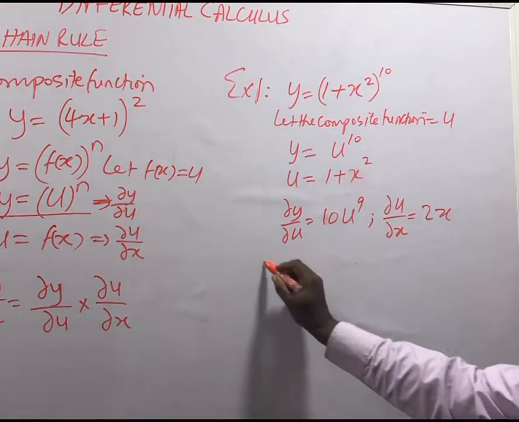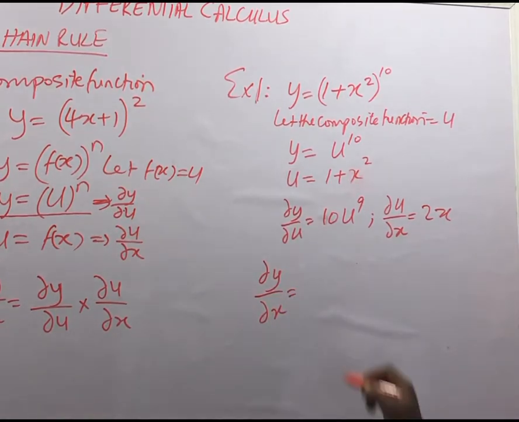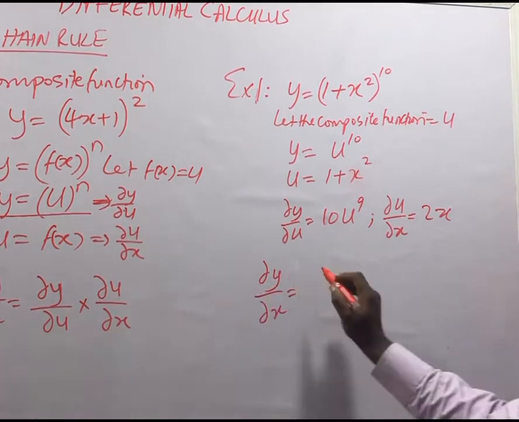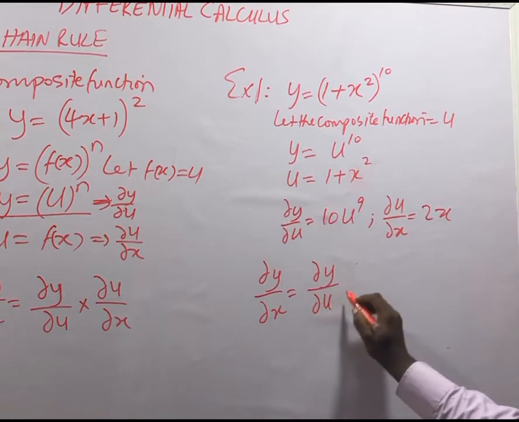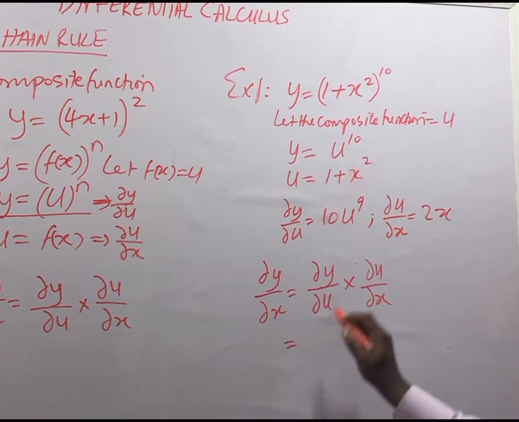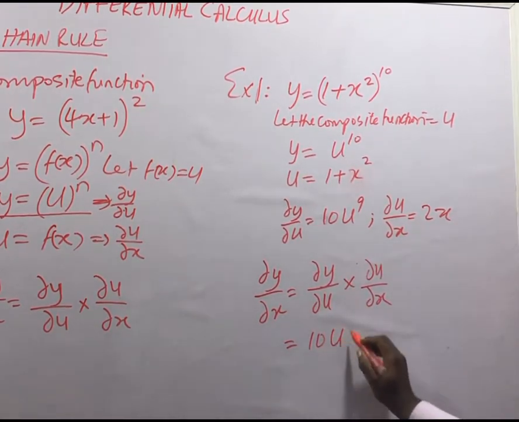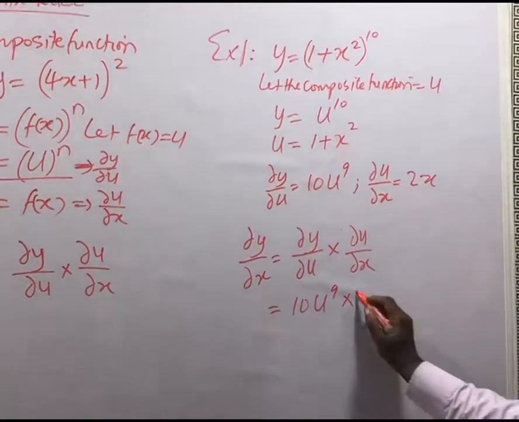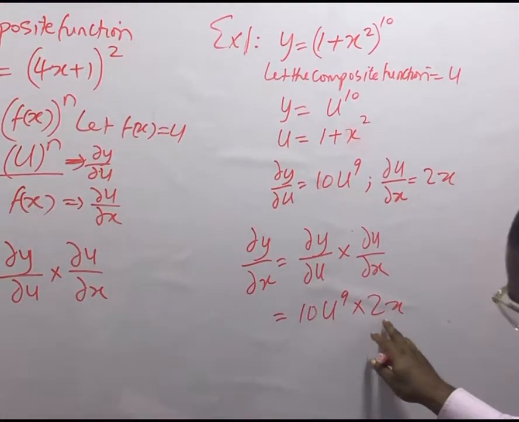So to find the derivative of the main function, dy dx will be dy du times du dx. I've already got dy du as 10 u raised to the power 9, times 2x. So we already have this raised to the power 9 times 2x.